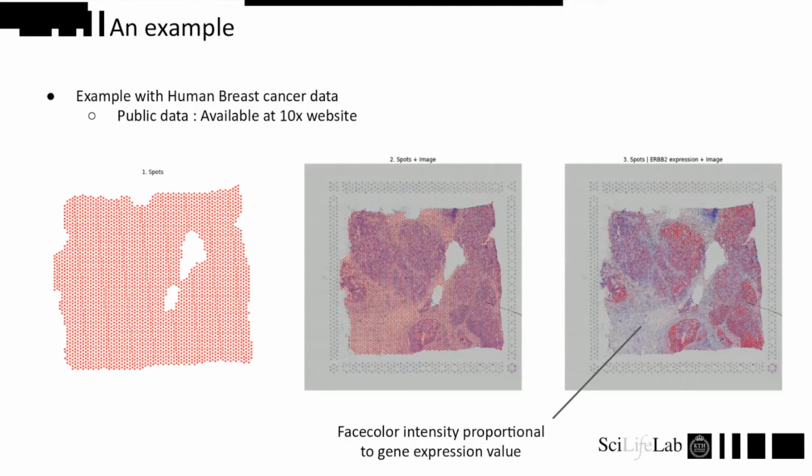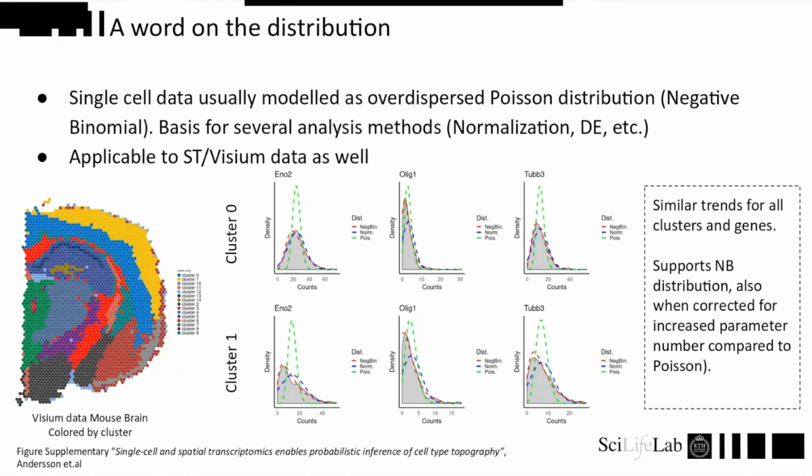And it seems to be. So a word on this distribution then. As you perhaps have discussed previously, single cell data is usually modeled as an over-dispersed Poisson distribution or negative binomial, alternatively gamma Poisson distribution. Those are different names for this. And this is important because that serves as a basis for several analysis methods such as normalization, differential expression analysis, and so forth.